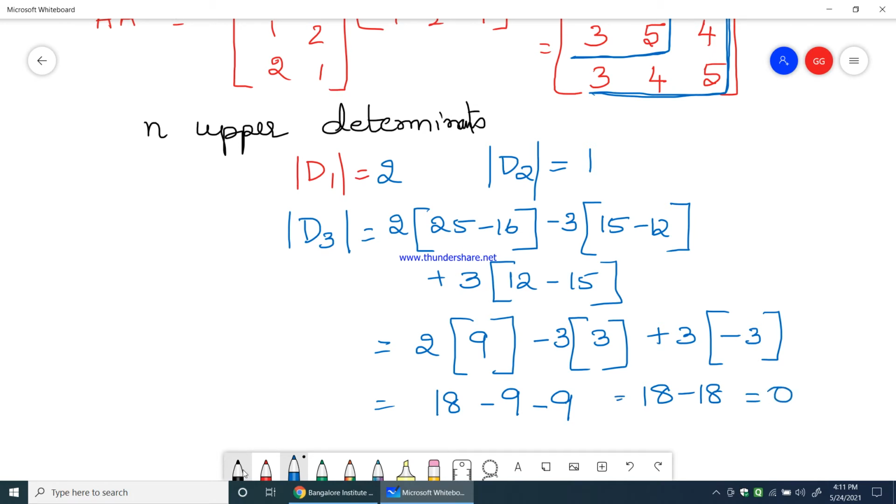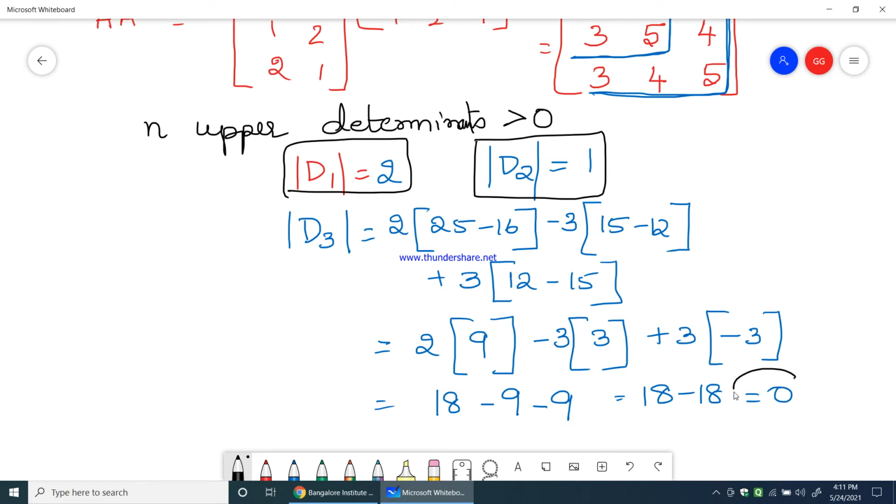Now the rule is that all n upper determinants should be greater than 0. We have this one, which is greater than 0. We have this one, which is greater than 0. But we have this one, which is equal to 0. Therefore, A into A transpose is not a positive definite matrix. This is one method to find out whether a matrix is positive definite.